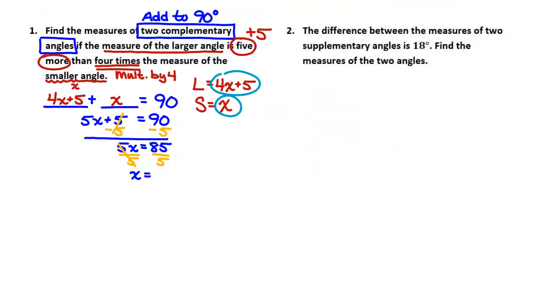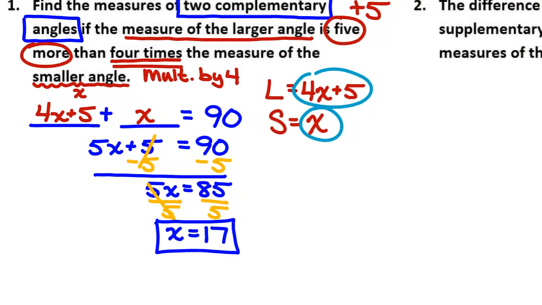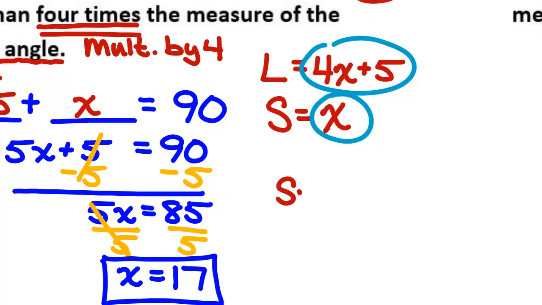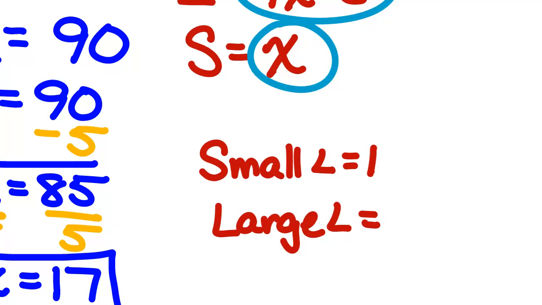What is 85 divided by 5? 17. All right. We need to find the 2 angles, the smaller angle and the larger angle. When I just found x, did I find one of my two angles? Did I find the smaller one or the bigger one? The smaller one. So the smaller angle is 17 degrees.